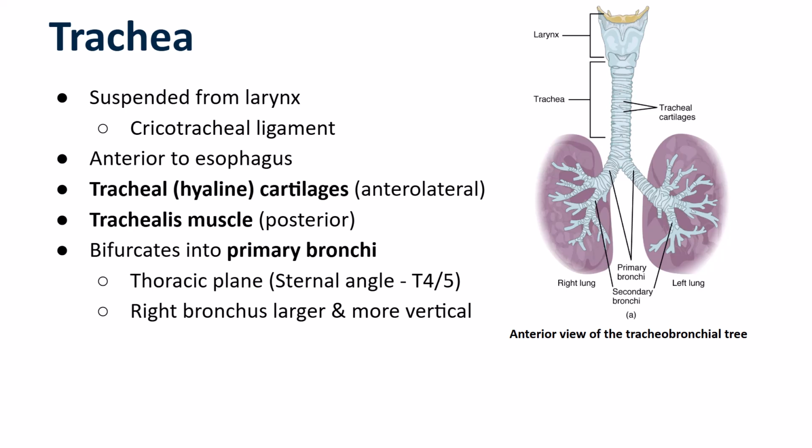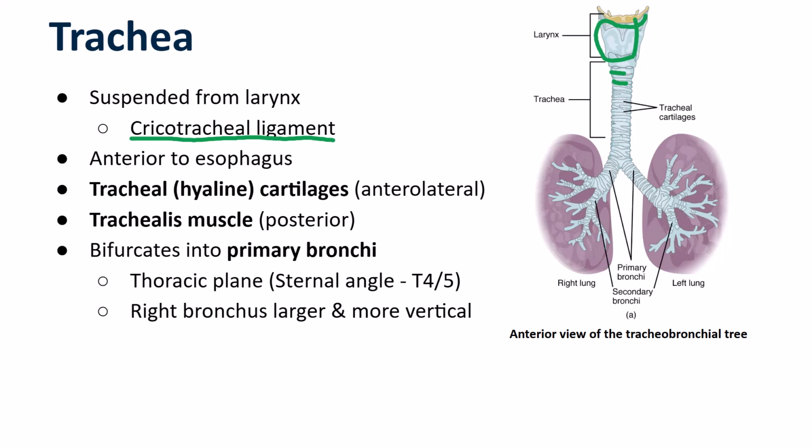The trachea is suspended from the larynx by the cricotracheal ligament. How exquisitely well named. The trachea runs anterior to the esophagus. So if you need to access the airway, you may do so directly under the skin without having to go through the gastrointestinal tract. It consists of a tube which is covered by hyaline cartilage rings.